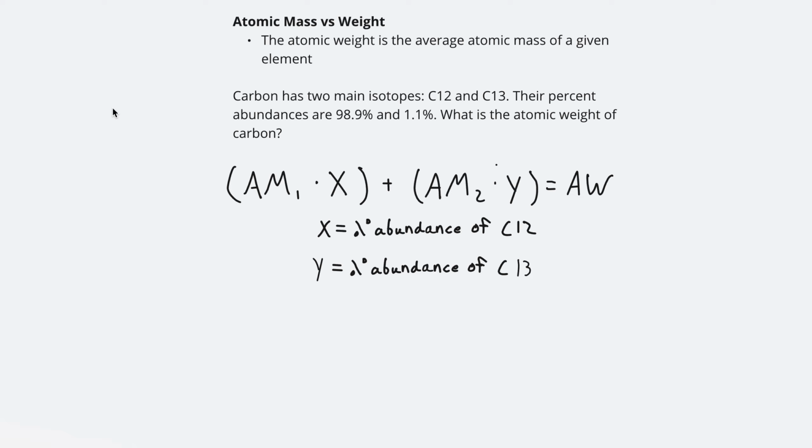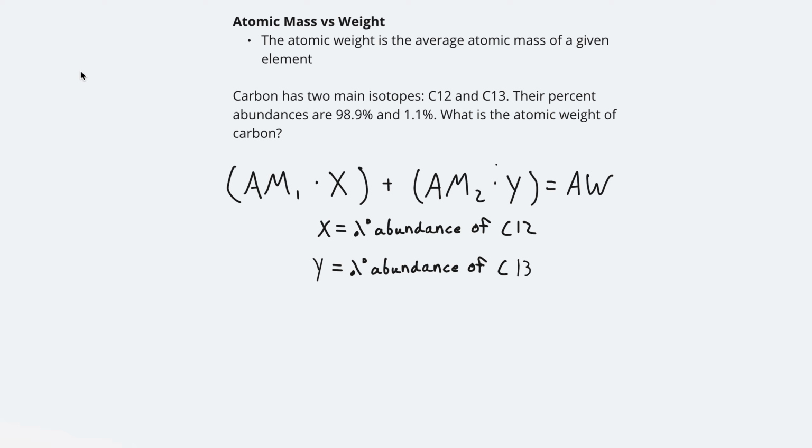You have to take into consideration the percent abundances of those isotopes. So, for example, carbon-12 has a 98.9% abundance, which means that 98.9% of all carbon atoms are C12. And then only 1.1% of carbon is C13. And so you have to take the weighted average of those two isotopes. And we have to use those percent abundances in our equation.